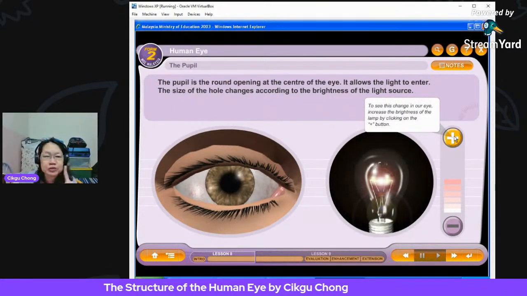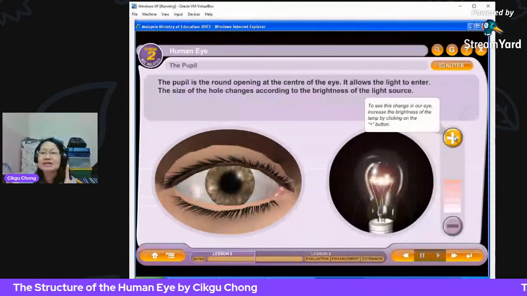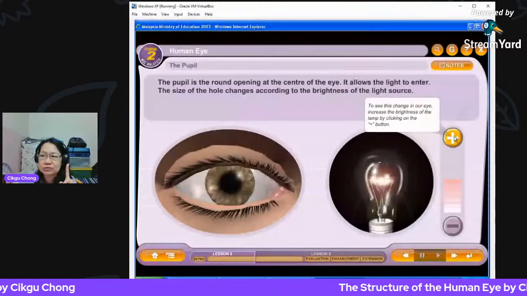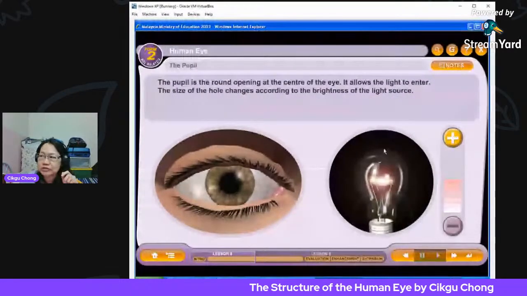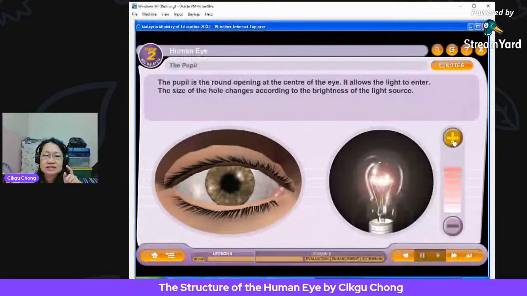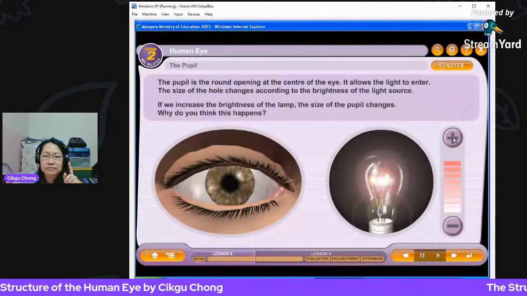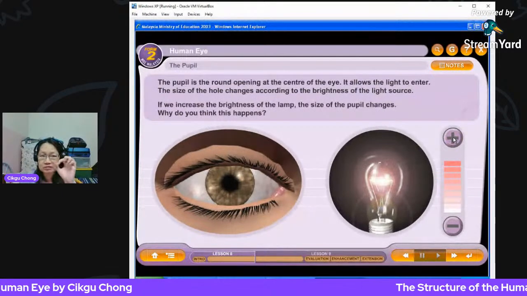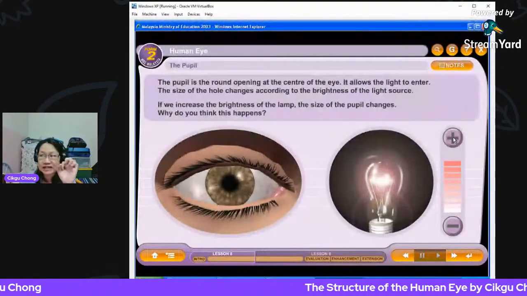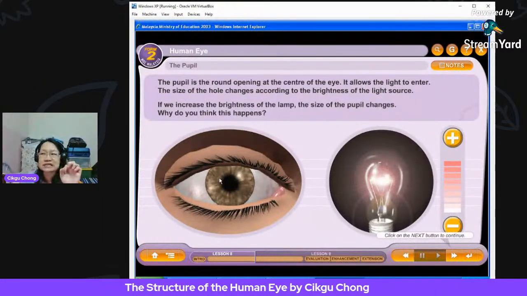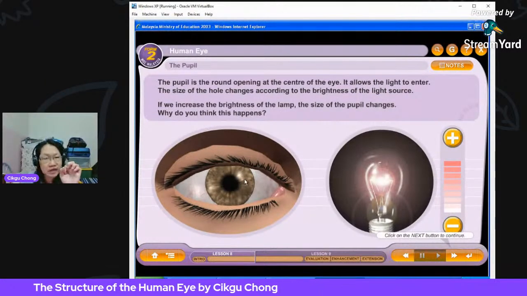Now I'm going to increase the brightness. If I increase the brightness, see what's going to happen to the pupil. Let me increase the brightness. See the size? Look at the size of the pupil. When I increase the light and it becomes brighter and brighter, you can see that the pupil becomes smaller.